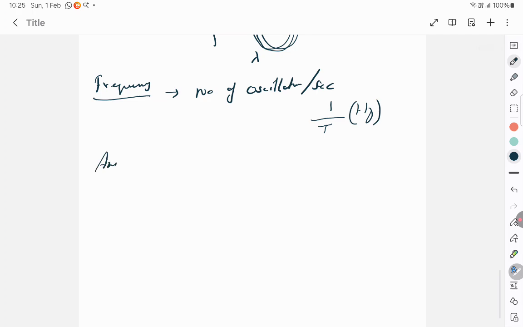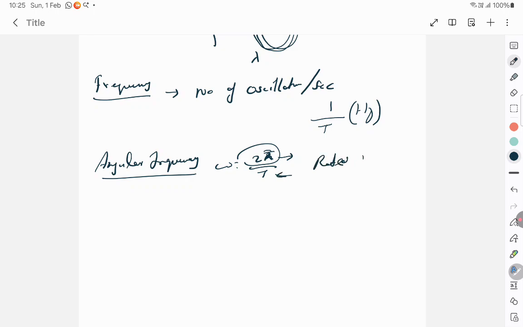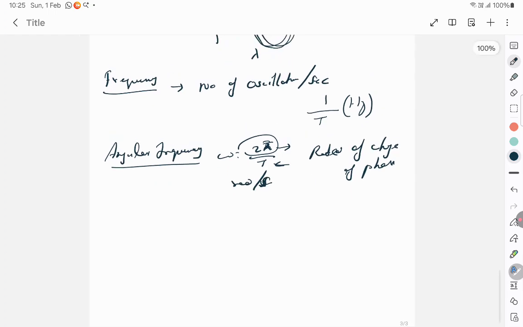Next is angular frequency or angular velocity. Angular frequency is omega, which is 2 pi by capital T. The 2 pi is the phase change for the whole time period. So we can say it is the rate of change of phase. Rate of change of phase is termed angular velocity. The SI unit is radians per second. Let's go next.